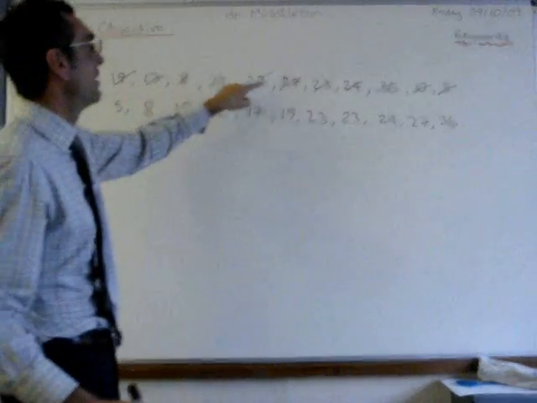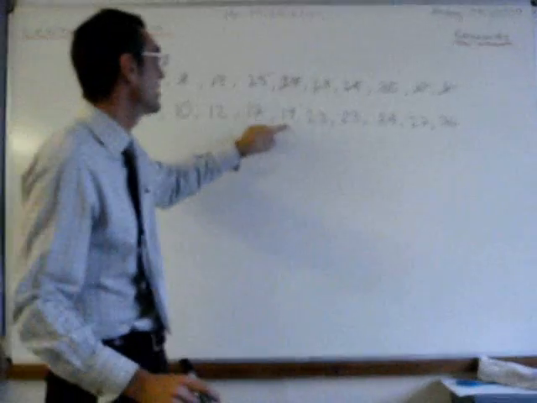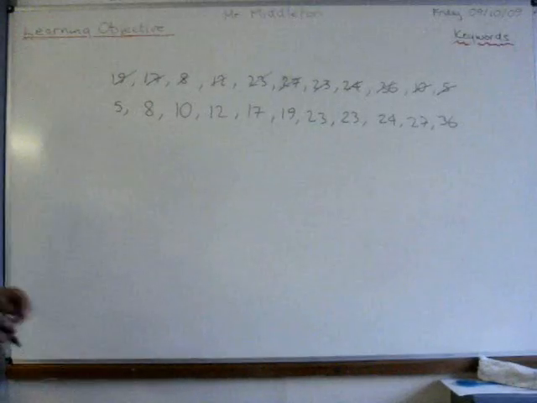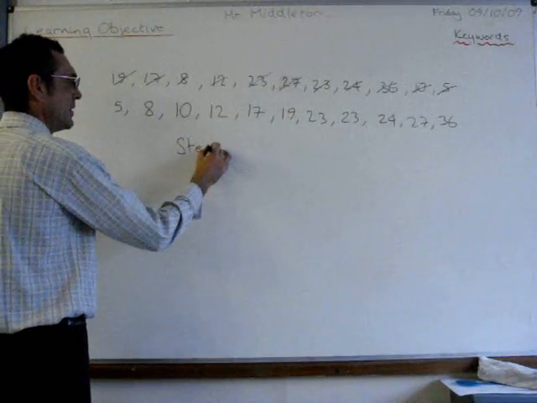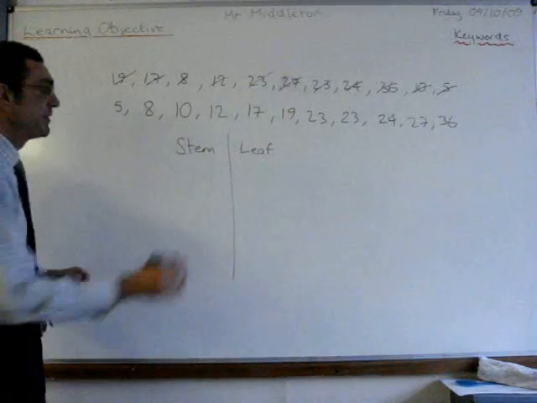1, 2, 3, 4, 5, 6, 7, 8, 9, 10, 11 numbers. So I know I haven't missed anything out. Okay, so a stem and leaf diagram, we have a stem. And over this side will be your leaf.